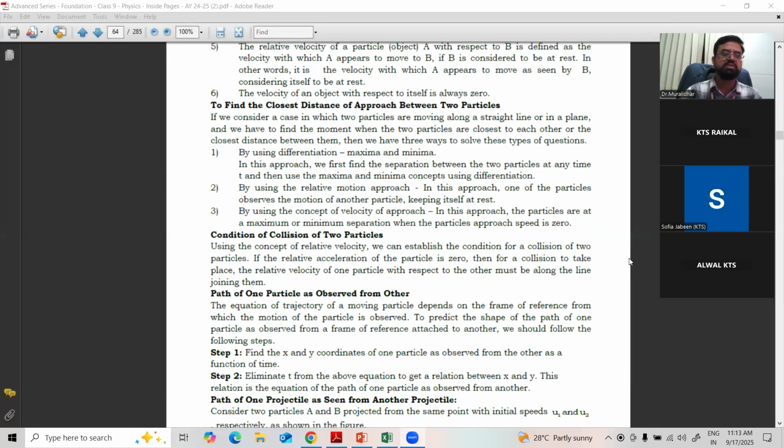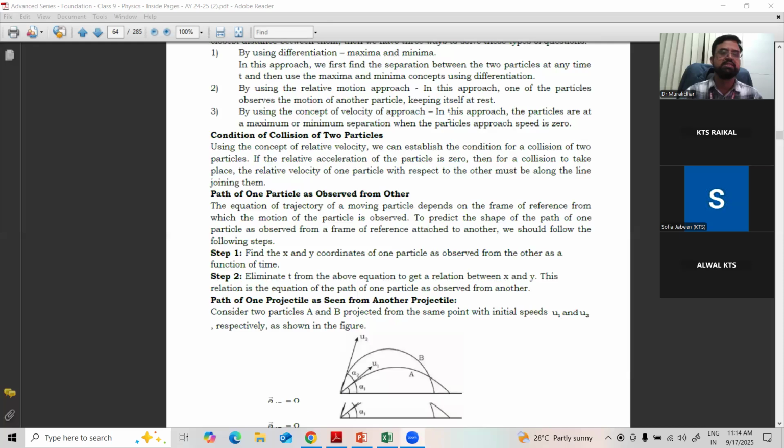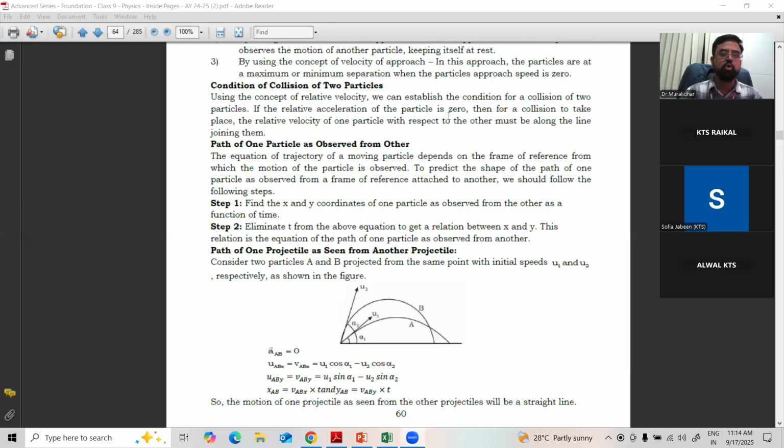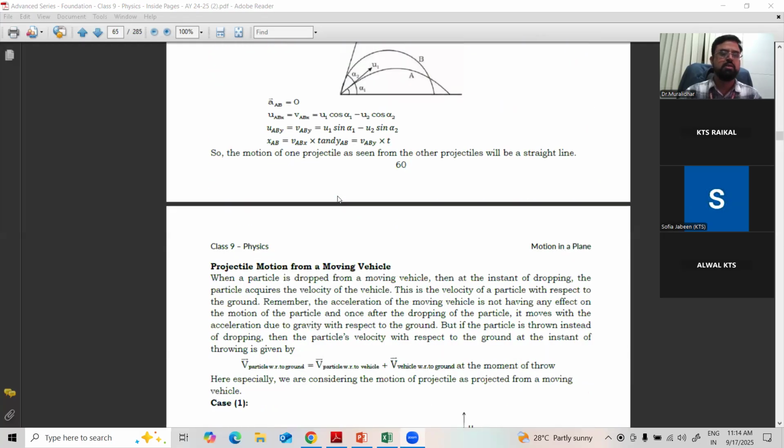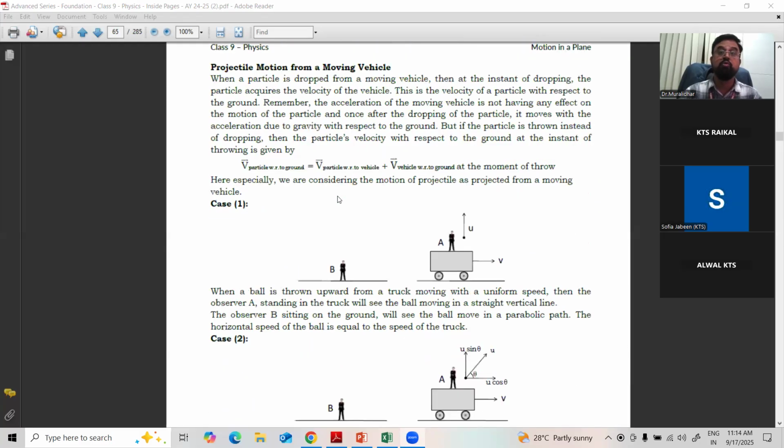So there are so many things to discuss about these conditions. To find the closest distance of approach between two particles, and conditions for the collision of two particles, these are not that much applicable for us. And projectile motion from a moving vehicle. So very interesting. See here.